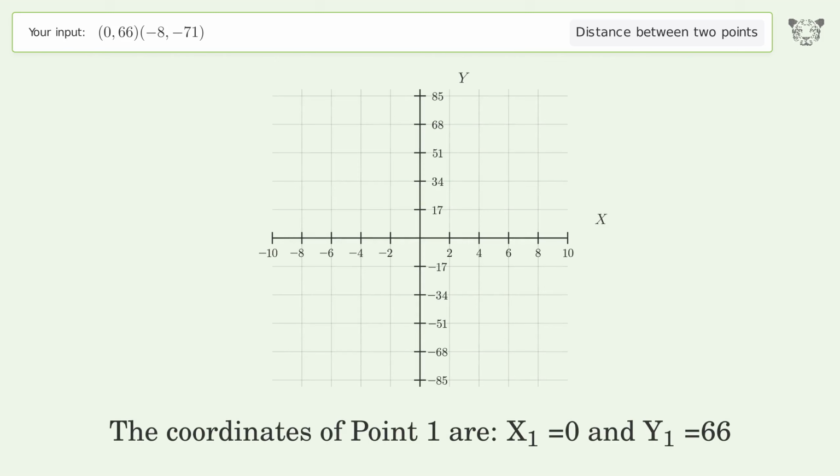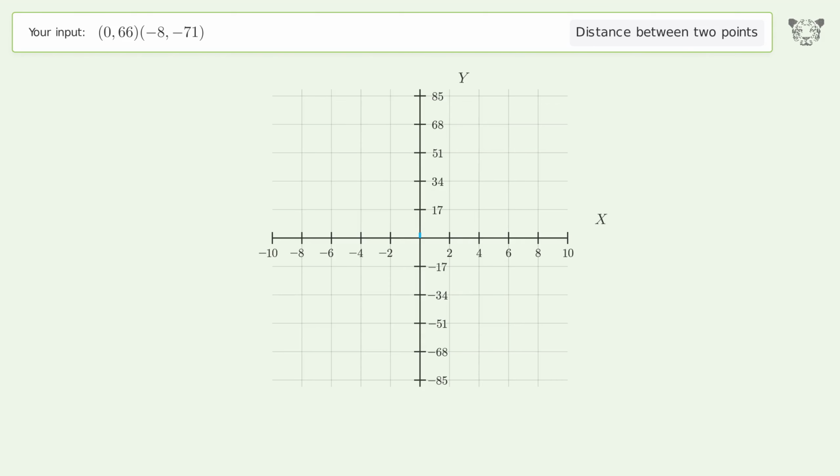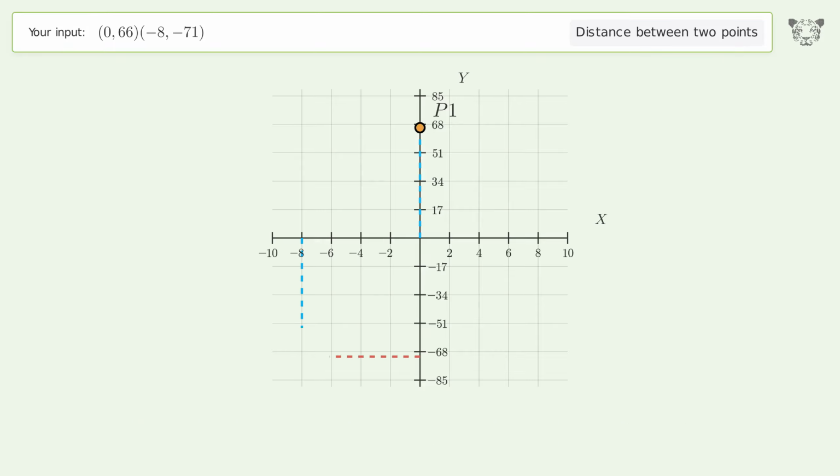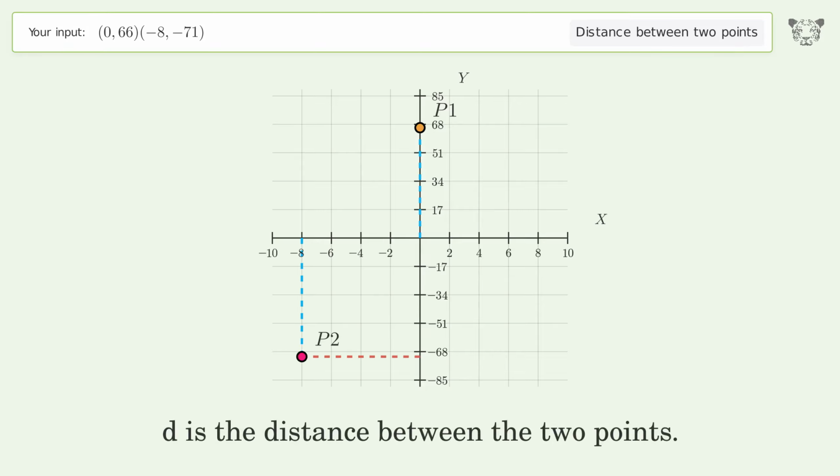The coordinates of point 1 are x1 equals 0 and y1 equals 66. The coordinates of point 2 are x2 equals -8 and y2 equals -71. D is the distance between the 2 points.